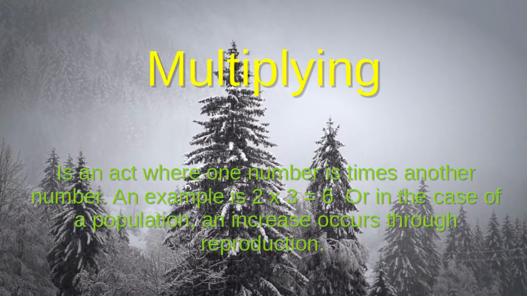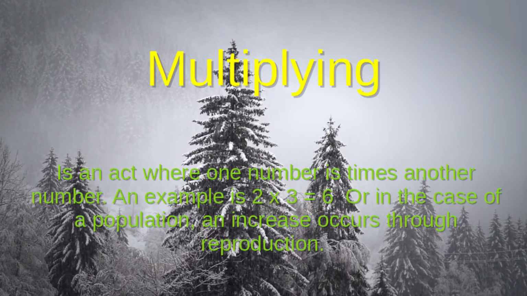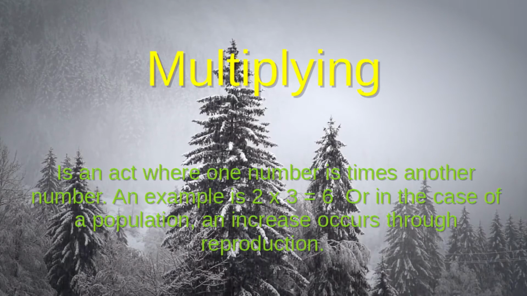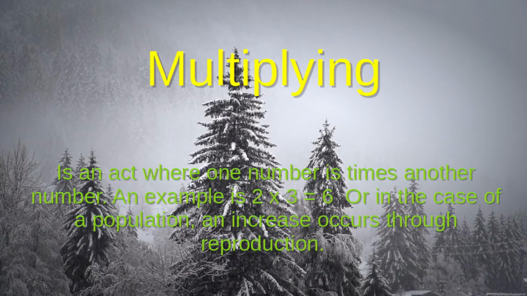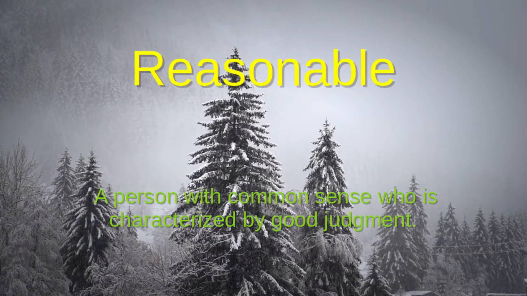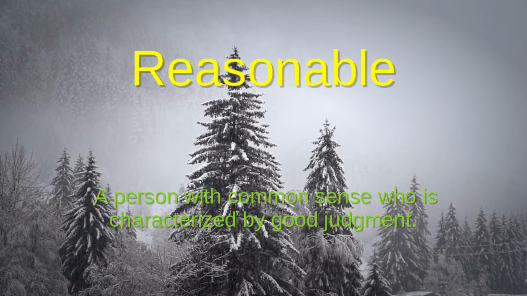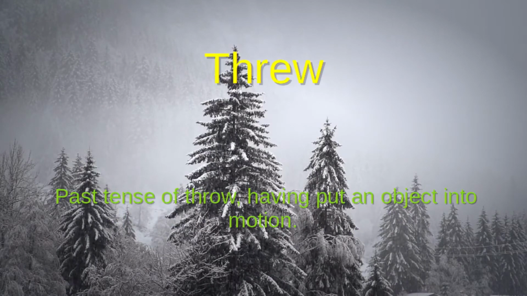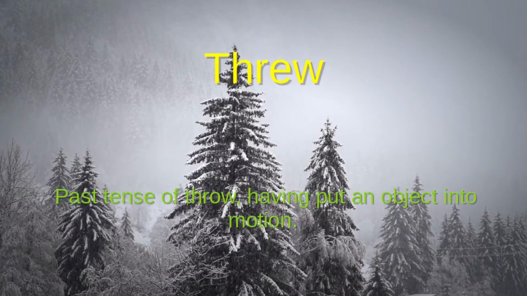Multiplying is an act where one number is times another number. An example is 2 times 3 equals 6. Or in the case of population, an increase occurs through reproduction. Reasonable, a person with common sense who is characterized by good judgment. Through, past tense of throw, having put an object into motion.